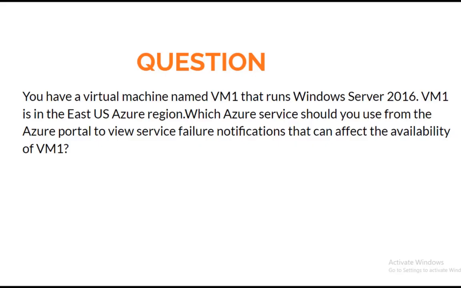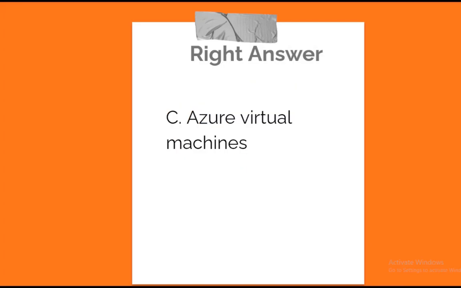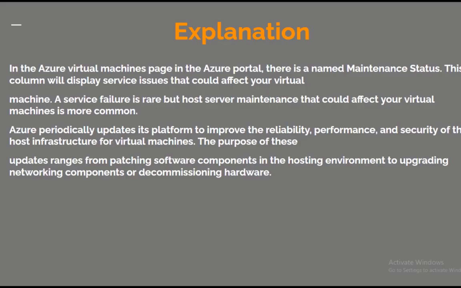Next question. You have a virtual machine named VM1 that runs Windows Server 2016. VM1 is in the East US Azure region. Which Azure service should you use from the Azure portal to view service failure notifications that can affect the availability of VM1? And here are the options. Option A, Azure Service Fabric. Option B, Azure Monitor. Option C, Azure Virtual Machines. Option D, Azure Advisor. And the correct answer is Option C, Azure Virtual Machines.